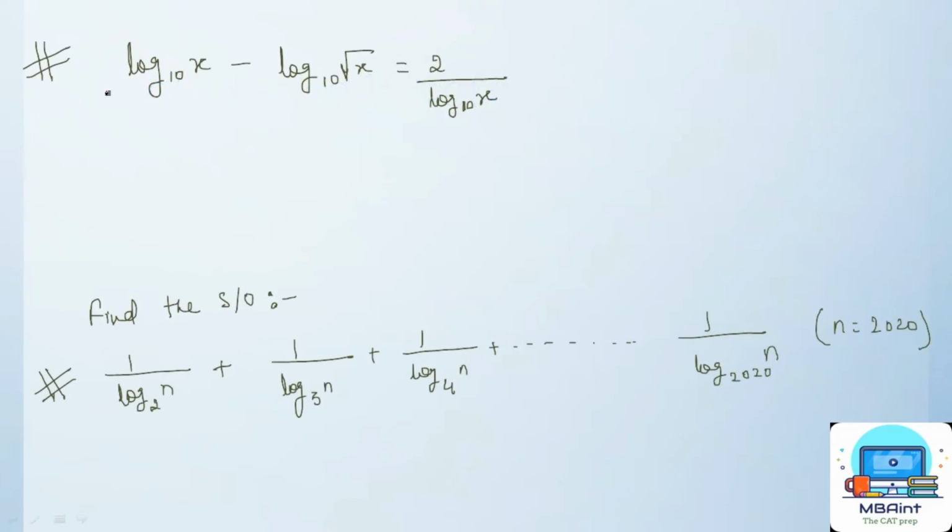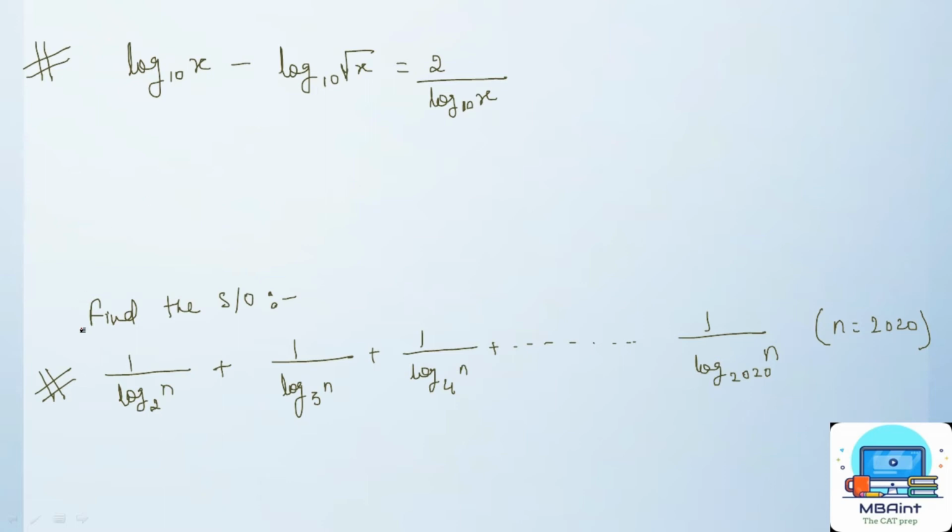Okay, so here you can see the handwritten questions. I will read it for you guys so that things are really easy for you to understand and comprehend. It says that log base 10 x minus log base 10 root x is equal to 2 over log base 10 x. Again, pause the video and try the question.